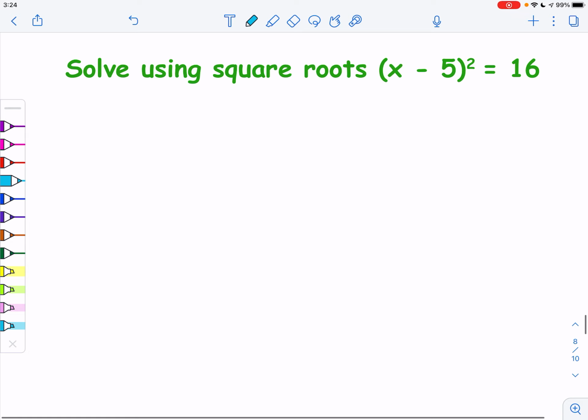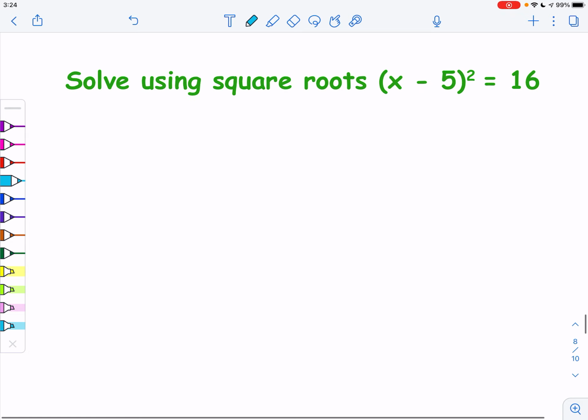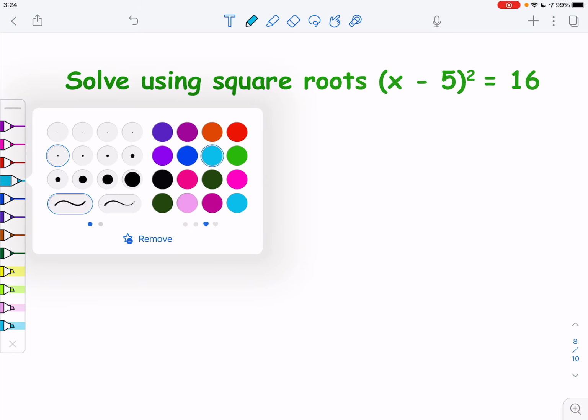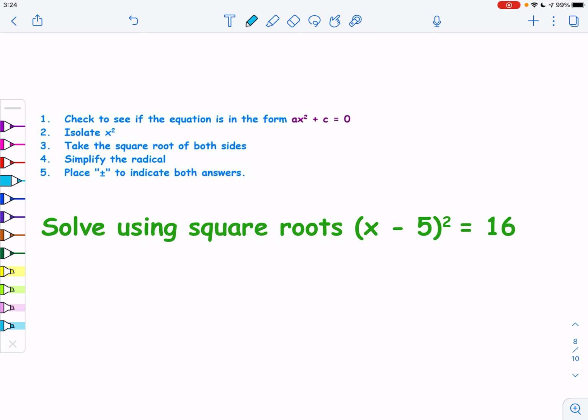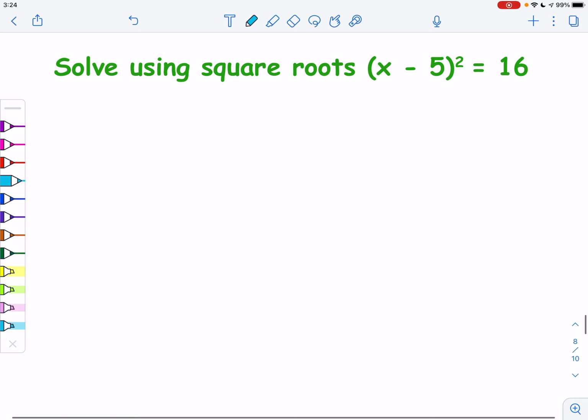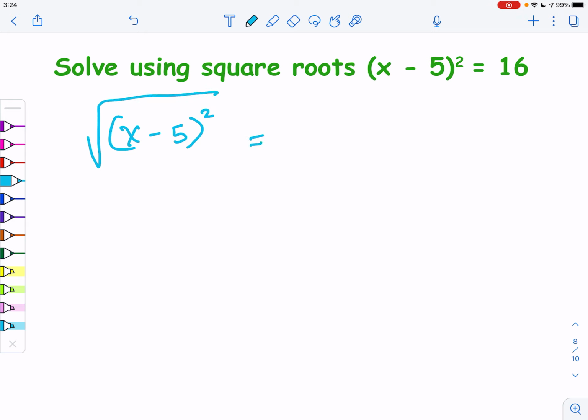All right, this one looks a little different, but the steps are the same. We start by taking the square root of each side. Your x minus 5 is actually representing your x squared there. So x minus 5 squared, we're going to take the square root of that, and then the square root of 16. Taking the square root will undo squaring the expression, so you will be left with x minus 5 equals positive or negative 4.